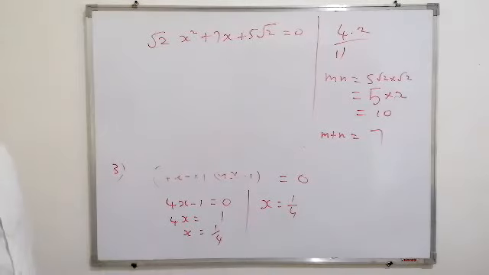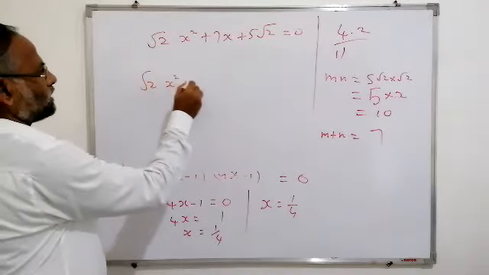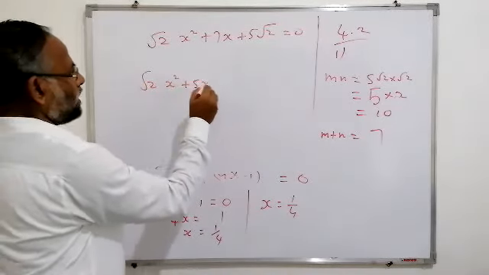5 into 2, 10. The equation is root 2 x square plus 5x plus 2x plus 5 root 2 is equal to 0.